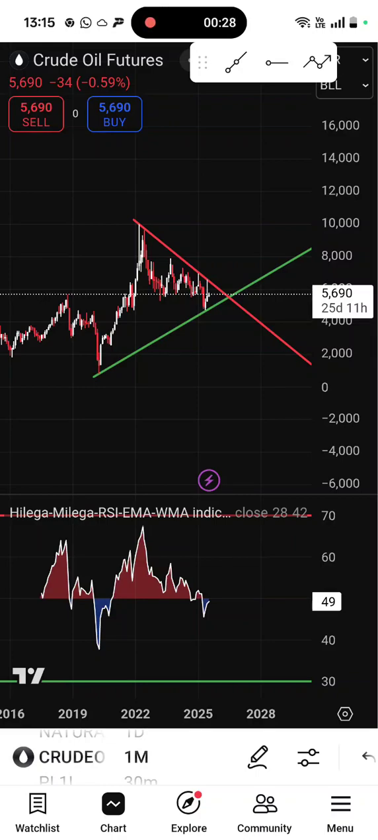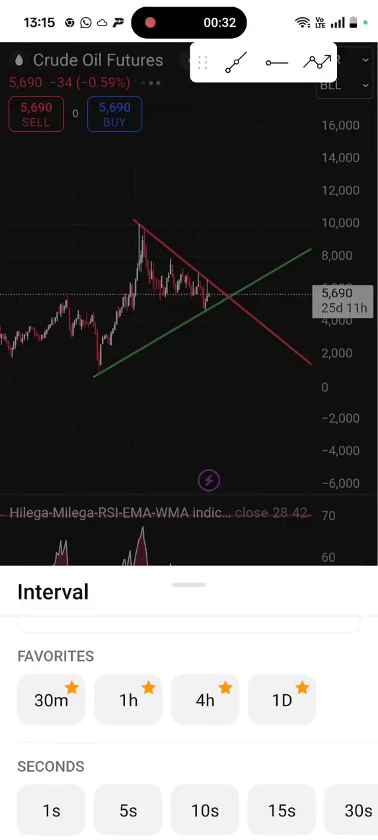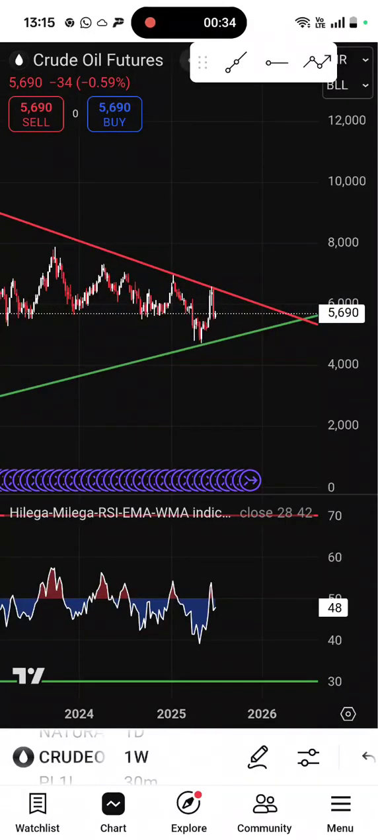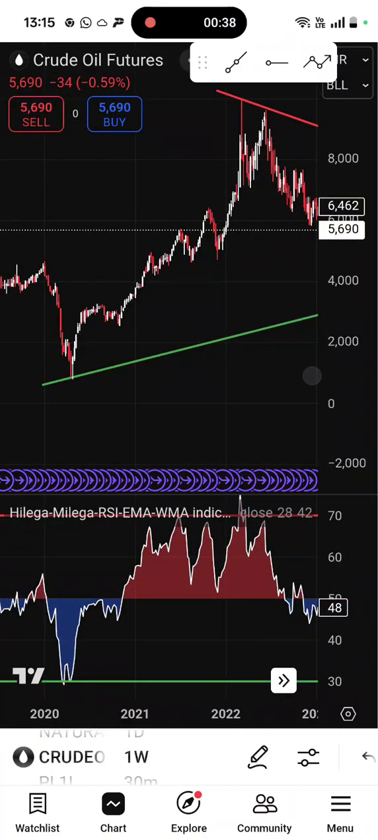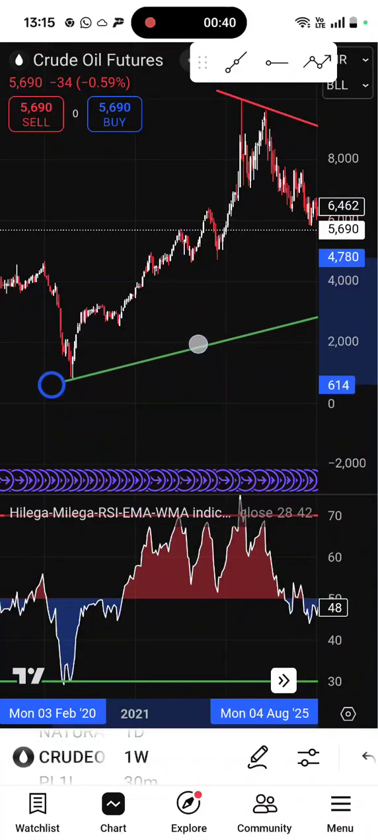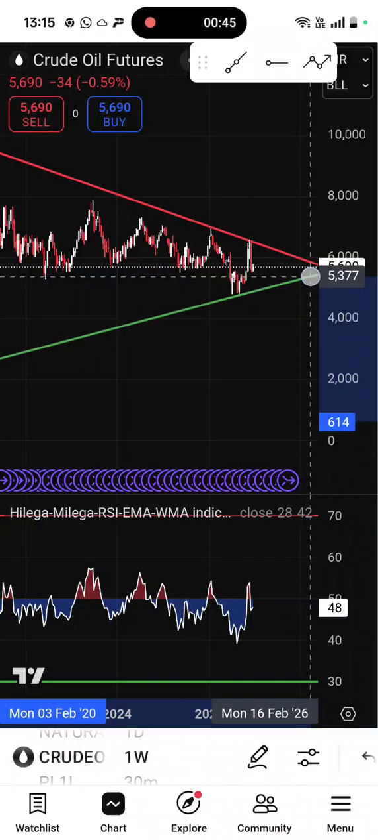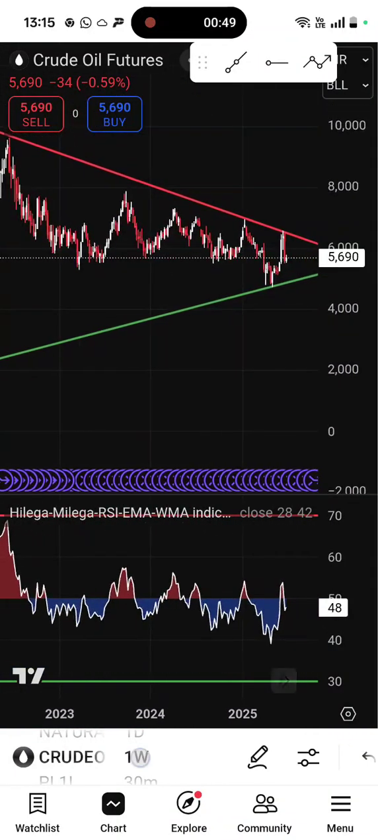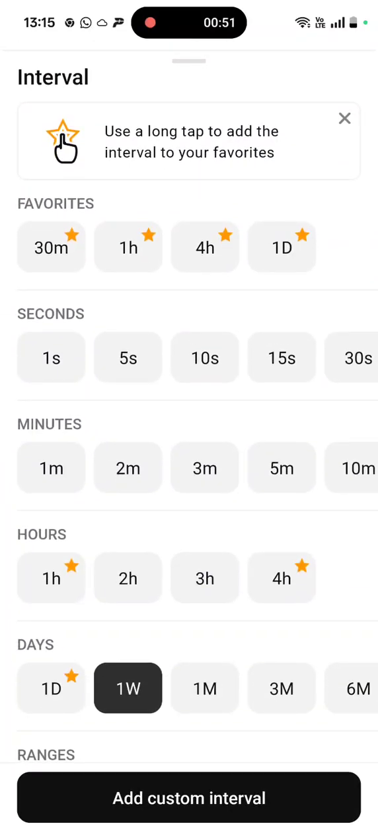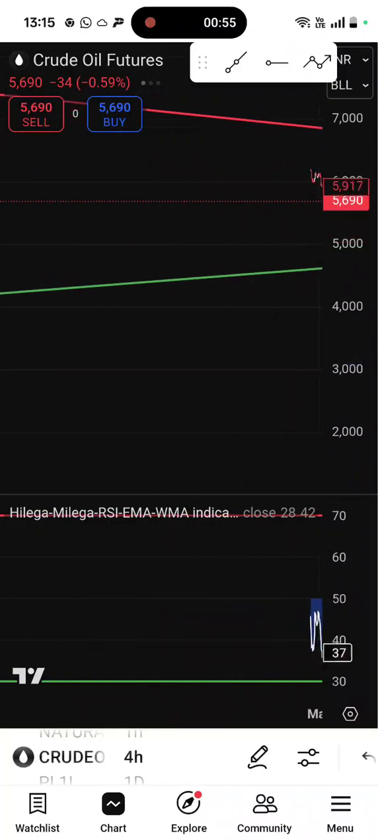Simple trend lines. And then we go to the lower time frame, the weekly. We go to the weekly time frame and adjust our trend lines a little bit like that. A little bit like this and like this. Perfect. Then we switch to the 4 hour time frame, go there like this, and boom.